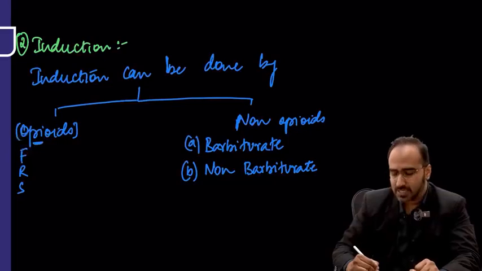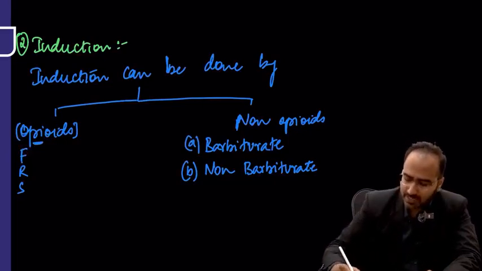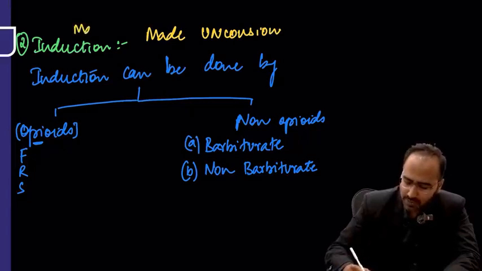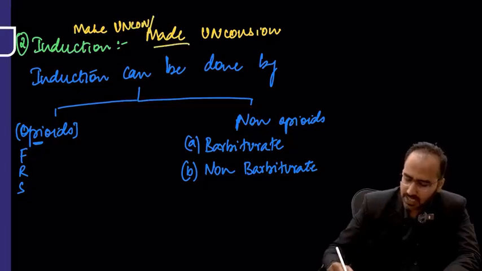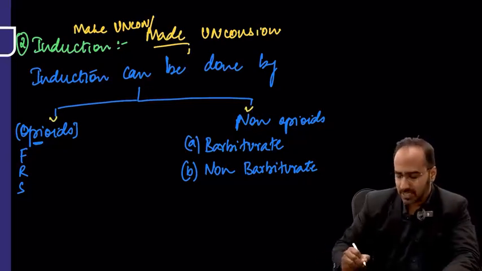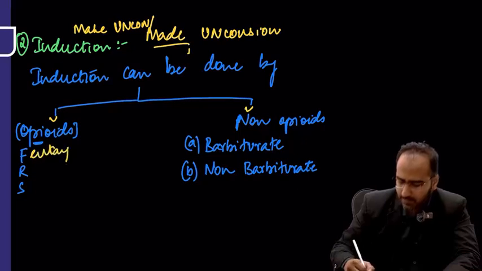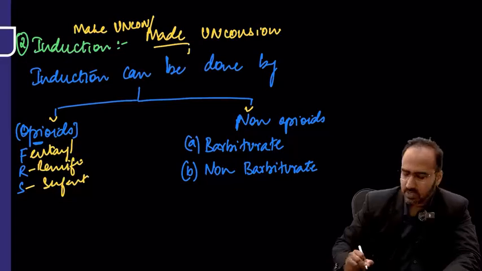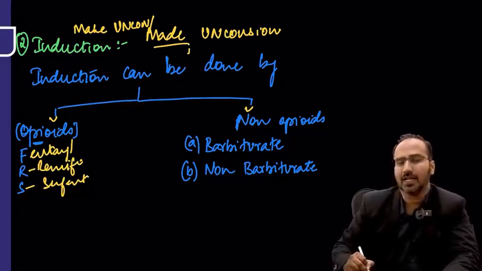How will you make the patient unconscious? Induction can be done, I mean the patient can be made unconscious. The first aim of the induction phase is to make the patient unconscious. It can be made unconscious by either using opioid or non-opioid medication. In opioids, you can use fentanyl, remifentanil and sufentanil. These are opioid medications.